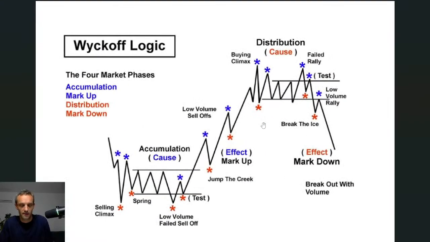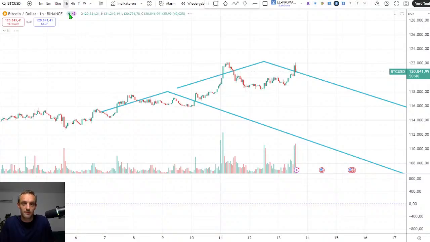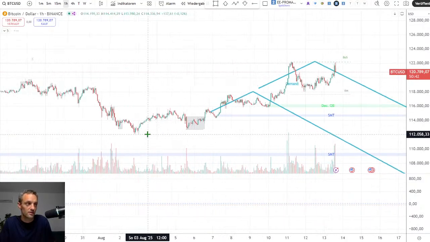I'm expecting this Wyckoff logic to happen. We have a distribution phase in Bitcoin, and this is a failed rally continuation, and we should see falling prices in BTC soon. We can also go to lower time frames, the 1 hour time frame, and then we discuss the entry strategies.